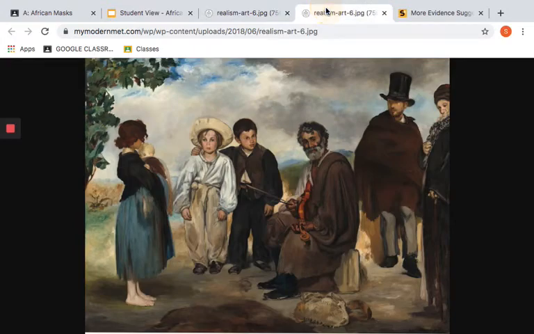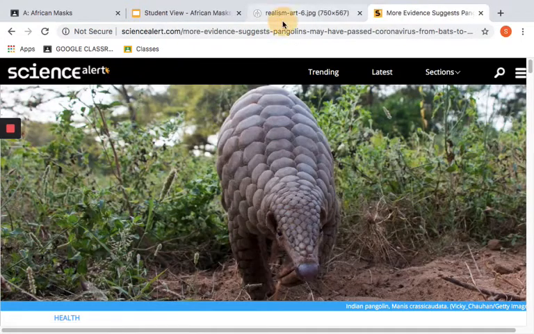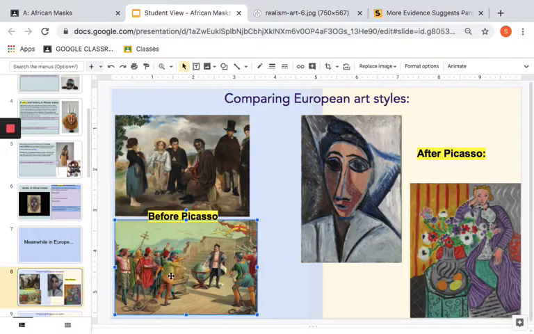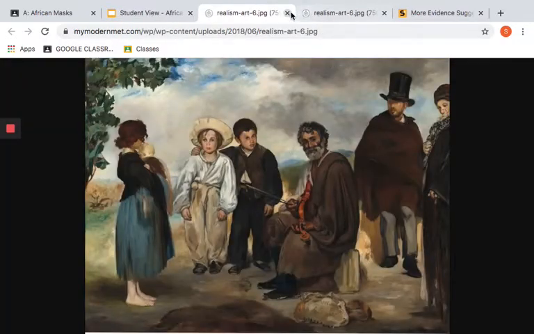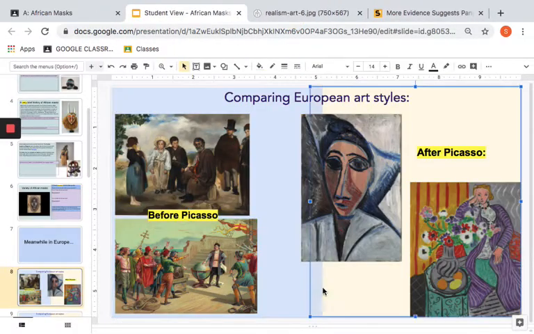So before Picasso, oh god, I used the same link for both? It's okay. Let's see. Yeah, I guess so. It's all right. So before Picasso, things looked like this, and after Picasso, they looked like this.